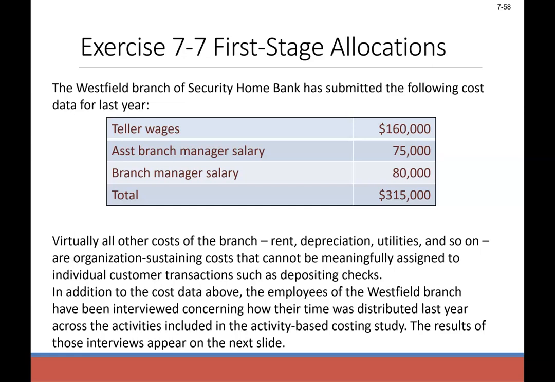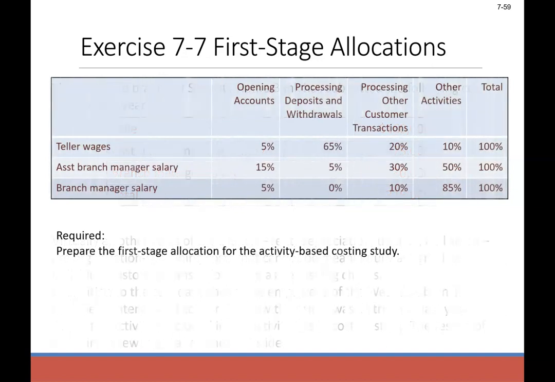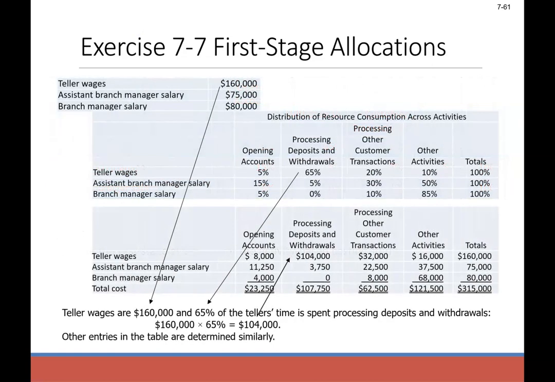The employees of the Westfield branch have been interviewed concerning how their time was distributed last year across the activities. The results show that 5% of teller wages were spent opening accounts, 15% of the assistant branch manager's salary was spent opening accounts, and the branch manager was at 5%. So you can see across the line where they're spending their time, which attributes to the money involved with each.